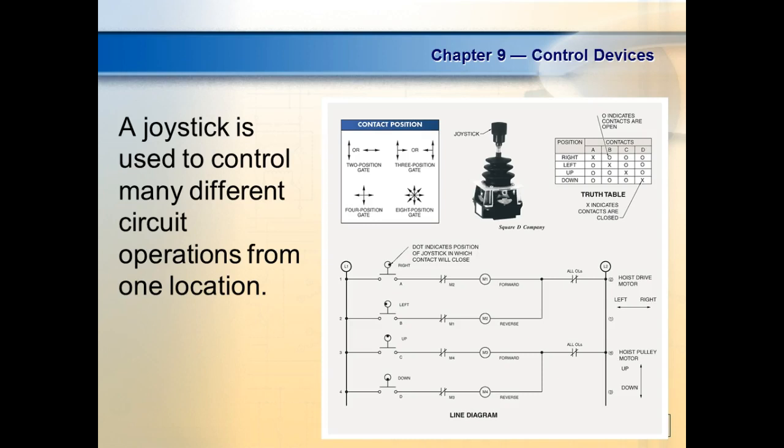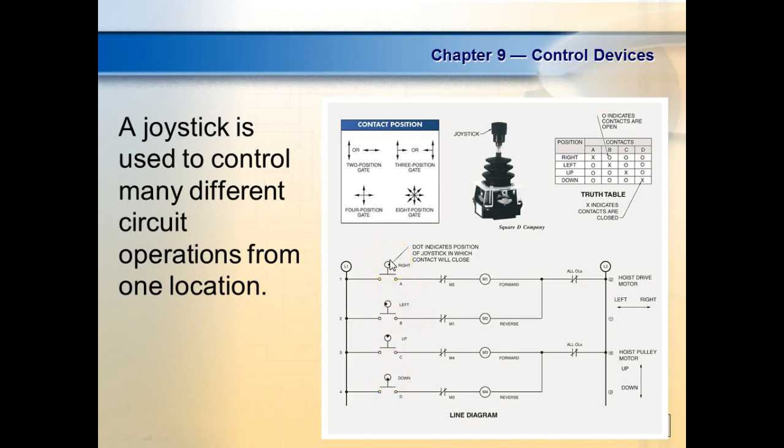So, this is the way they could draw it instead of using the truth table: they come up here and put a dot indicating the direction this contact is closed. So notice the dot on that one. It says that one would close if I put it to the what? Right. This one would close if I put it to the what? Left. This would close if I push it up, and this would close when I push it down.